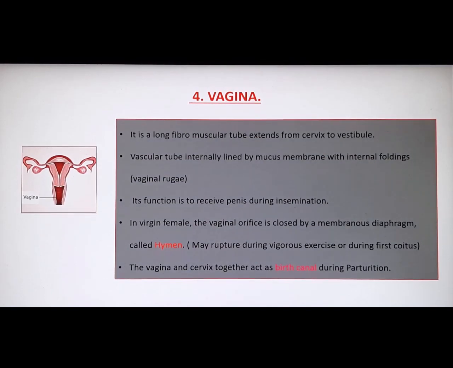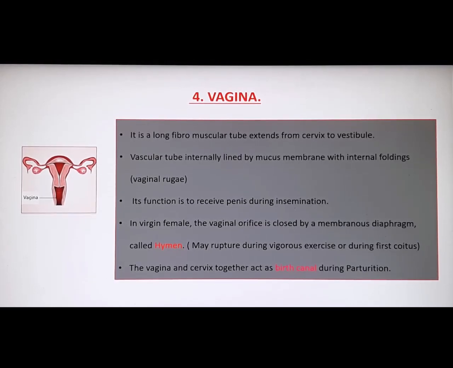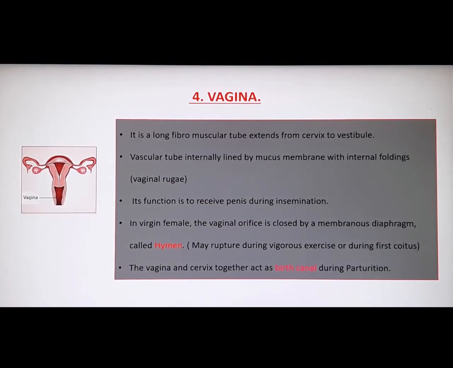Moving on to the next, the vagina. It is a long fibromuscular tube that extends from the cervix to the vestibule. The tube is internally lined by mucous membrane with internal foldings, known as the vaginal rugae. The function of the vagina is to receive the penis during insemination, and it also acts as the birth canal at the time of parturition.